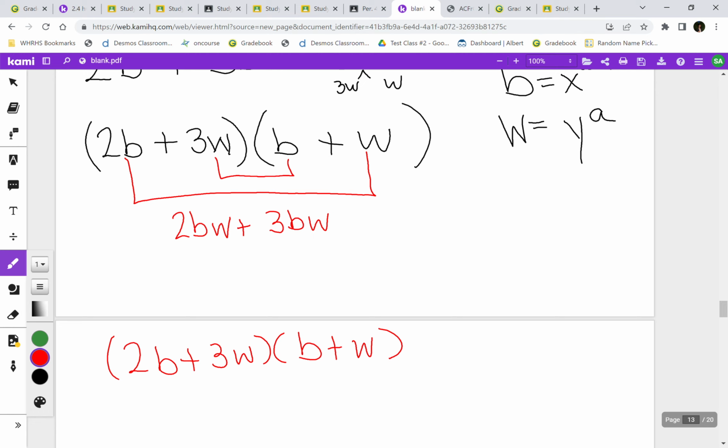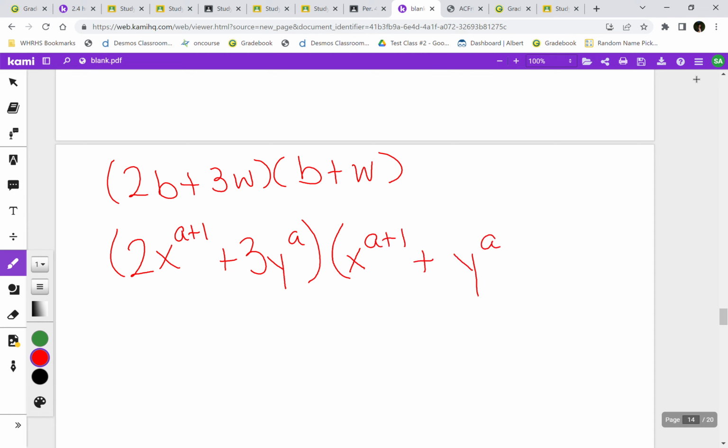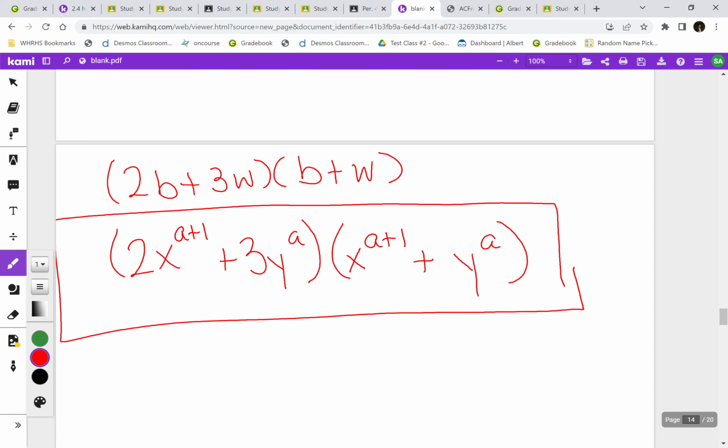Can I leave it like this? No, we need to substitute back in. So this is going to be 2x raised to the a plus 1 plus 3y to the a. And then we're going to have b, what did I say b was? x to the a plus 1 plus y to the a. And that's all we can do.